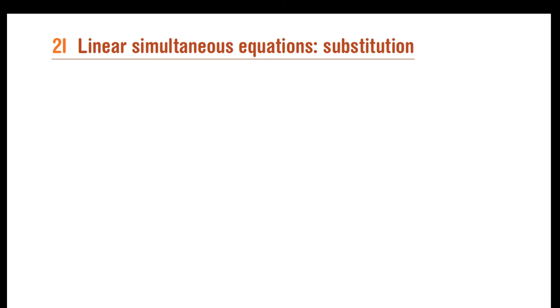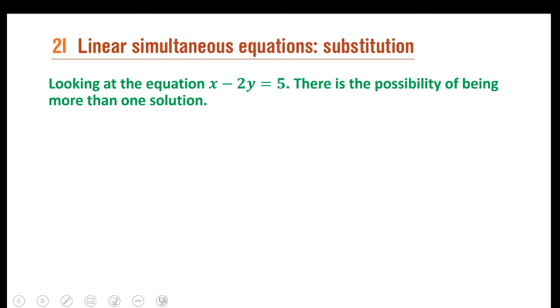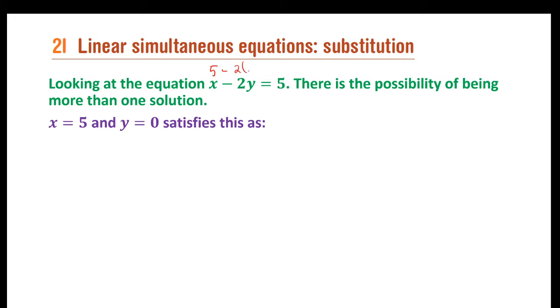So what we're going to do is we're going to start off with a little scenario, okay? Looking at the equation, x minus 2y is equal to 5. There is the possibility of being more than one solution, okay? So x is equal to 5 and y is equal to 0 is one of these solutions, because if we substitute x is equal to 5 minus 2 lots of 0, that is just equal to 5 anyway, because 5 minus 0 is equal to 5.